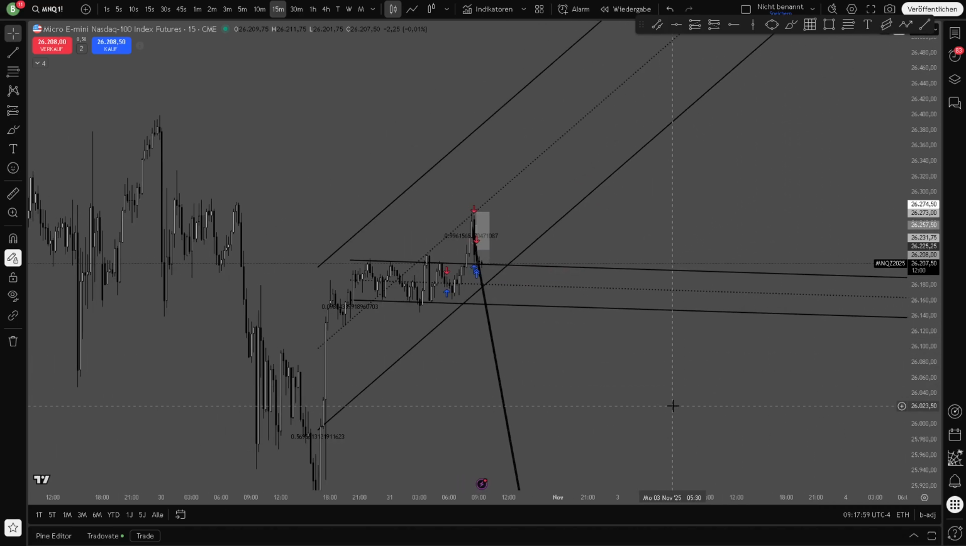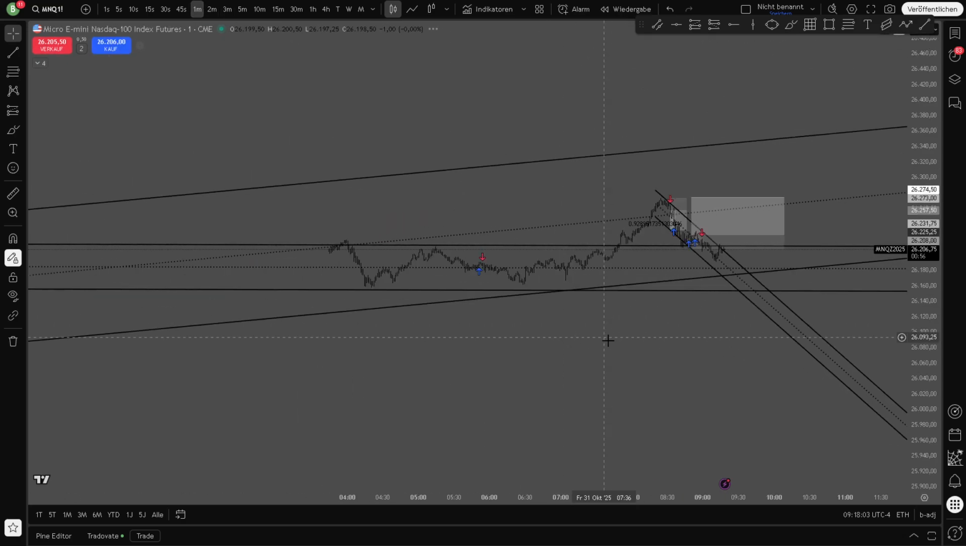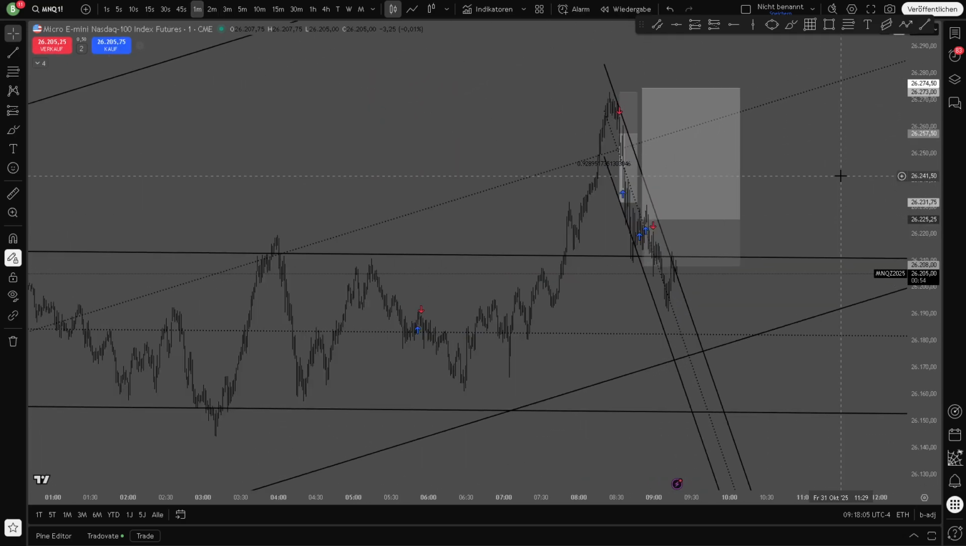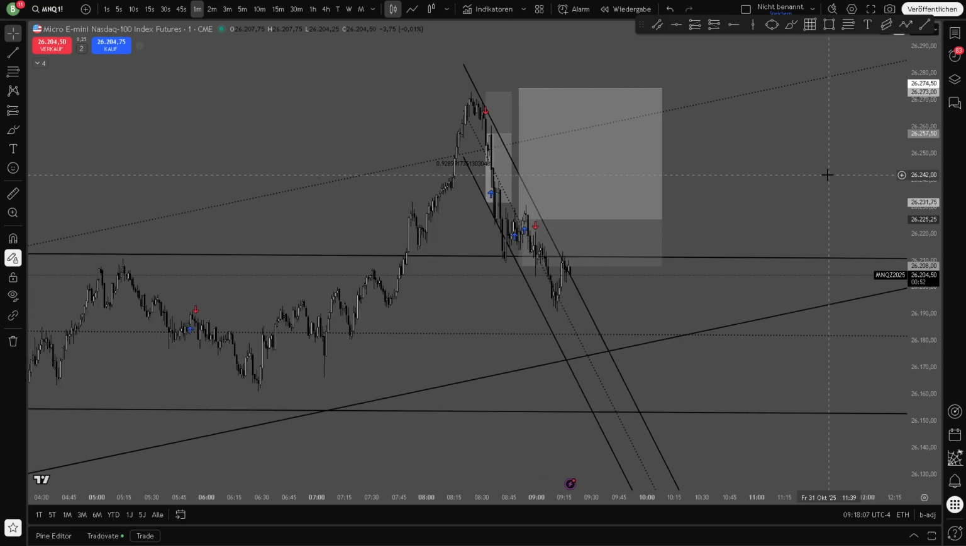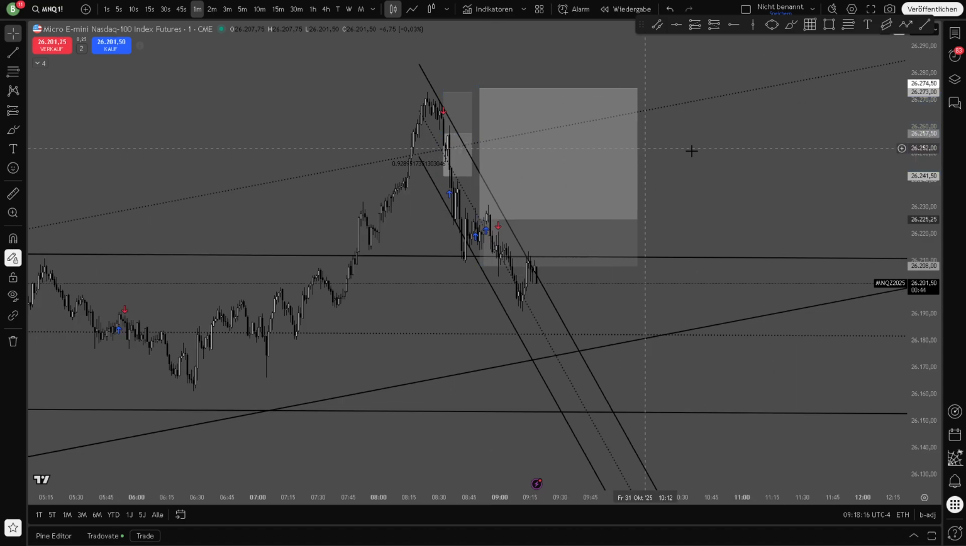So I don't know what it's gonna do, but I'm just gonna be like a robot. If it stops me out again, I just learn from it. But for today, we are break even because I took a trade here.